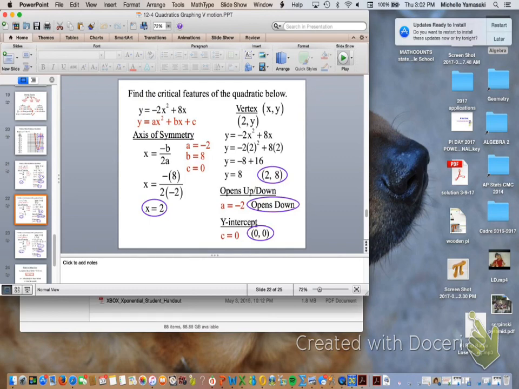And the dotted line is where the vertex is. This is where you draw the axis. And remember, guys, you must label.